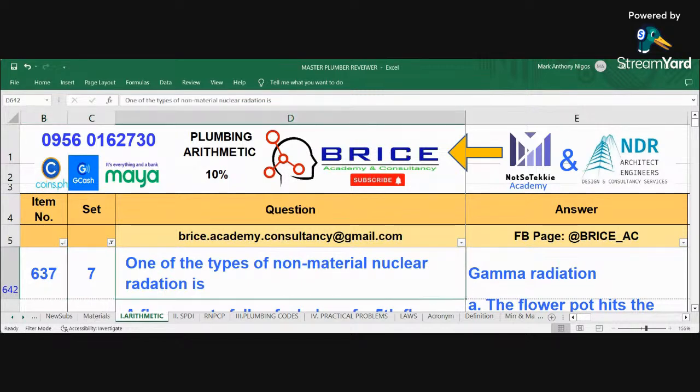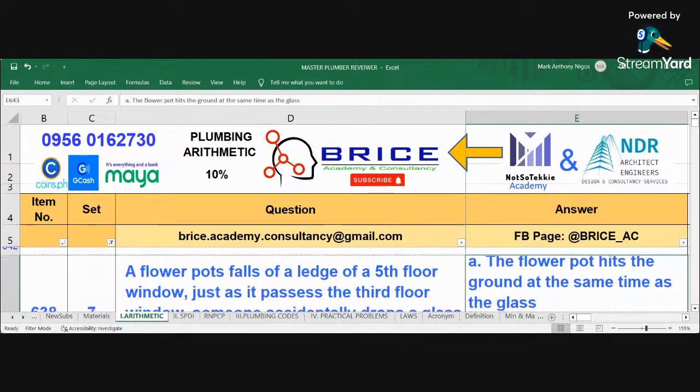637. One of the types of non-material nuclear radiation is gamma radiation.